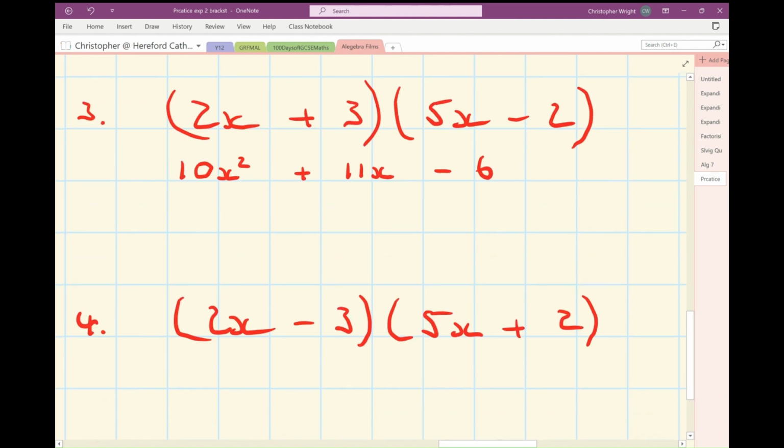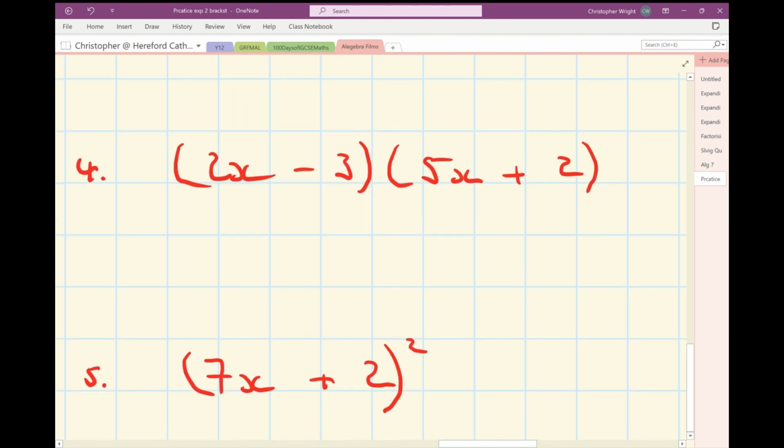And now let's have a look at number 4. So I've got 10x squared, 2x times 5x. My nose is minus 15x. My mouth is plus 4x. So that's minus 11x. Minus 3 times plus 2 is minus 6.